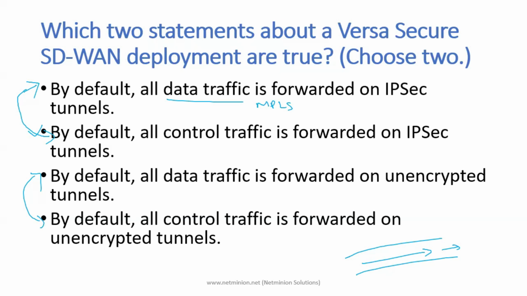As you're saying, there are two pairs, right? So the first two we cannot select. We cannot have control plane traffic unencrypted in any way.